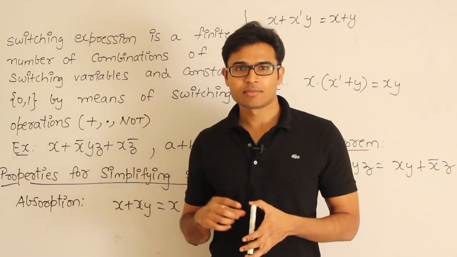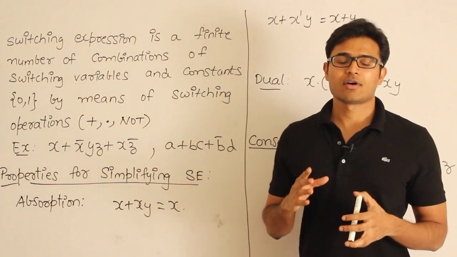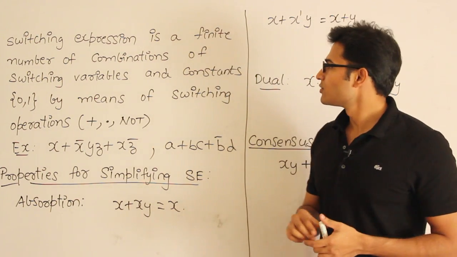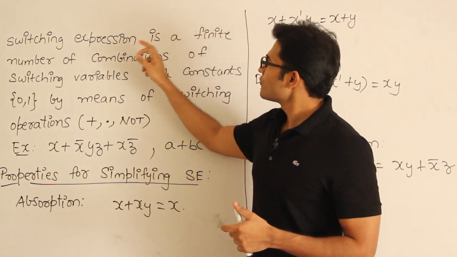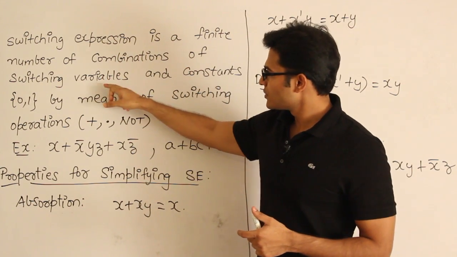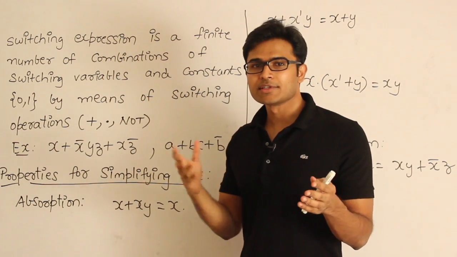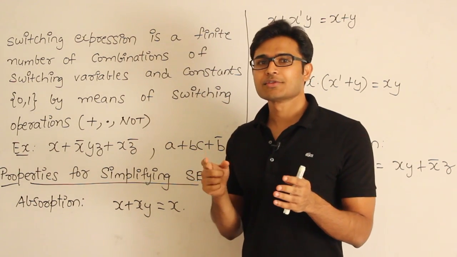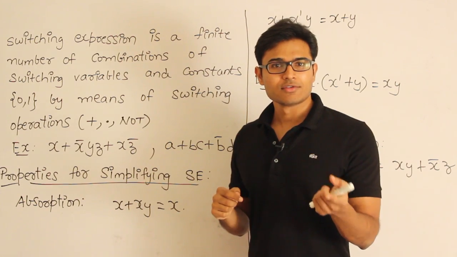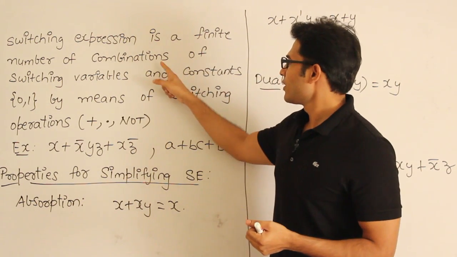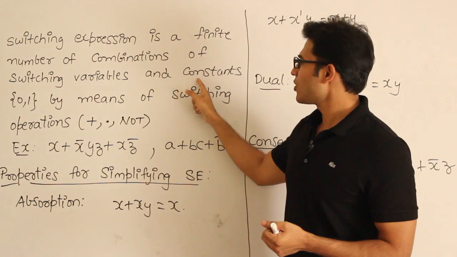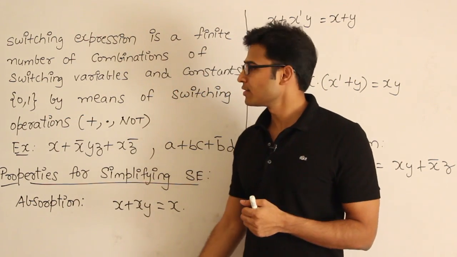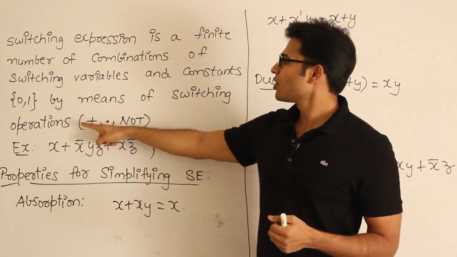So I'll just take an example and explain you. So first, see how does this switching expression look like, and then we shall see how to minimize it. So watch it. Switching expression is a finite number of combinations of switching variables. Switching variables means like A, B, C, D or X, Y, Z, whatever, which are supposed to take only two values, which are 0 and 1, Boolean variables, right? Combination of switching variables and constants. Constants means in switching theory the constants are only 0 and 1, by means of switching operations.